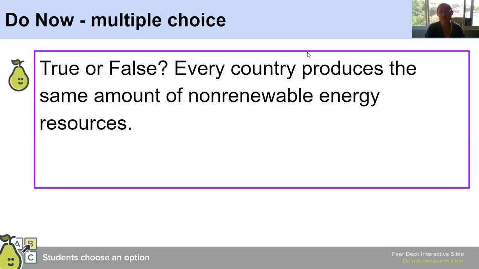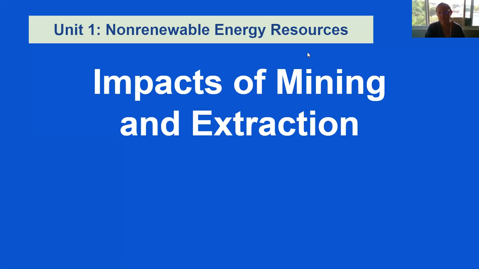True or false, every country produces the same amount of renewable energy resources. That is false because natural resources are distributed unevenly across the earth. Saudi Arabia has a lot more oil than, say, the US does, or than France does. Okay, so those were our multiple choice.